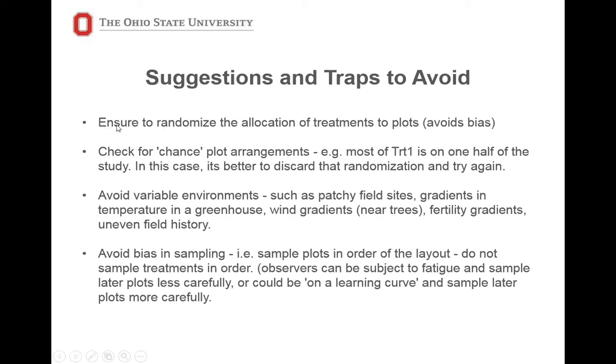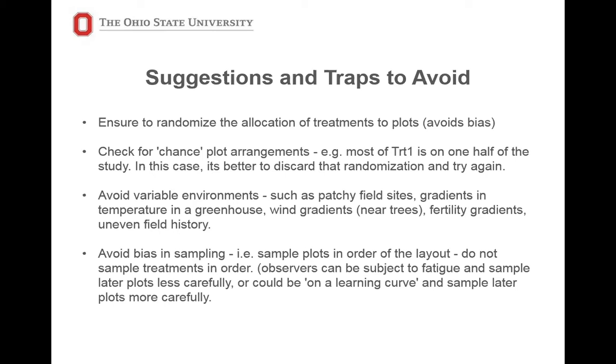Firstly, we should always randomize the allocation of treatment to plots. Later in this lecture, we'll learn about methods for making that random allocation. We shouldn't make assignments ourselves. We are implicitly biased, so we should use a randomization protocol rather than an arbitrary allocation.